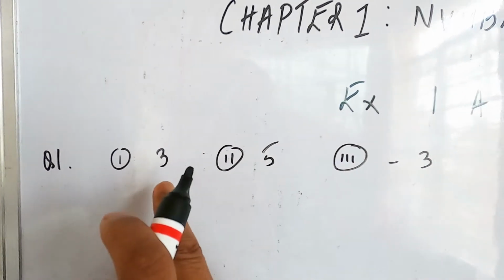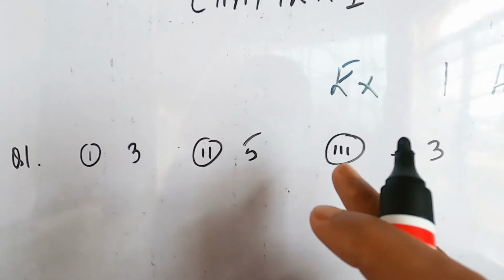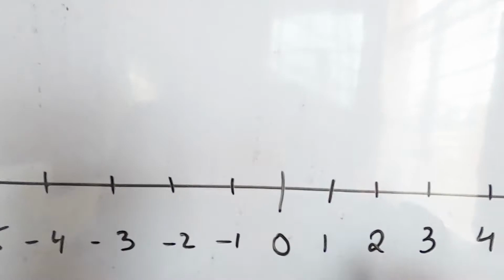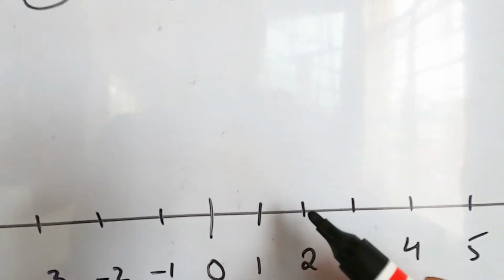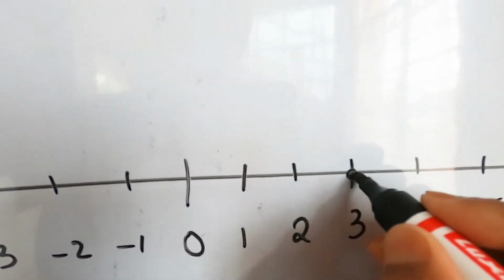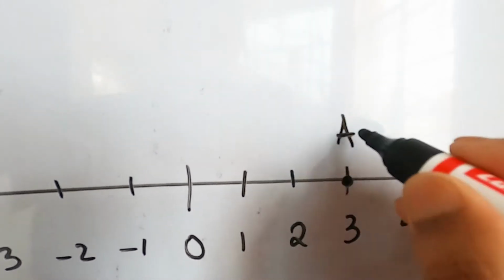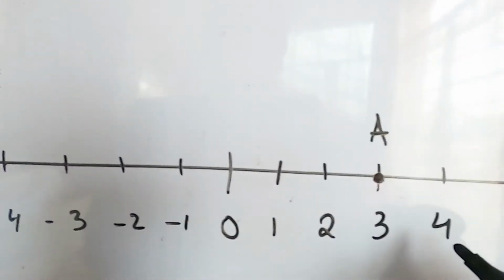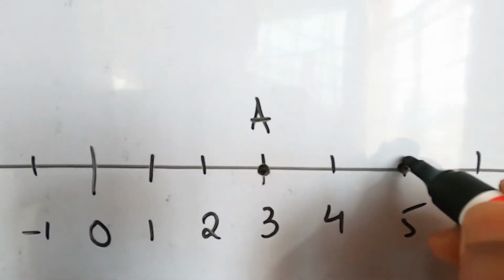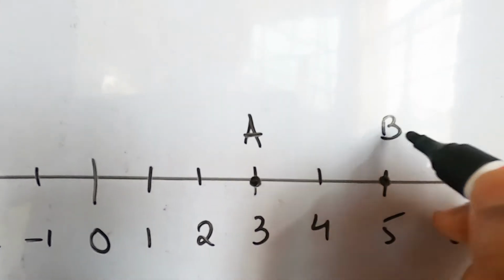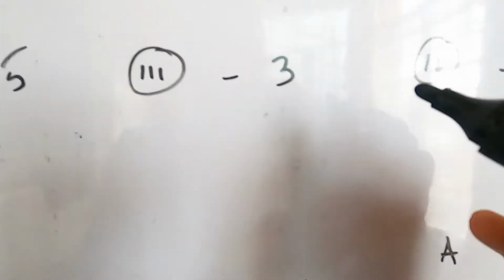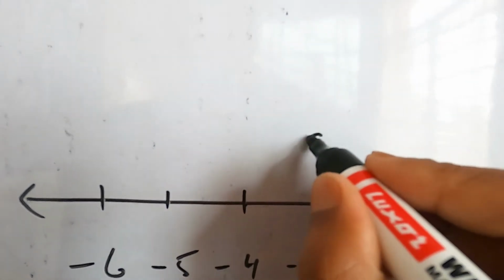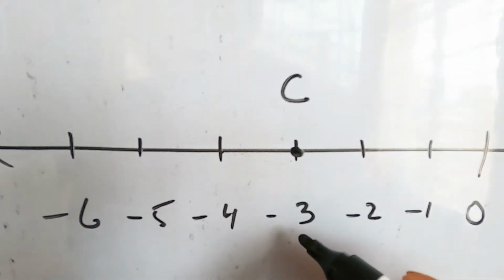So what we will do is we will represent all these numbers on the number line system. So the first number is 3, so you count here 0, 1, 2, 3. Alright, so you name this as A, which represents the number 3. Next will be 5. So 4, 5, so you name this as B. It represents the number 5. Then the third one, minus 3, so you name this as C, as it represents the number minus 3.